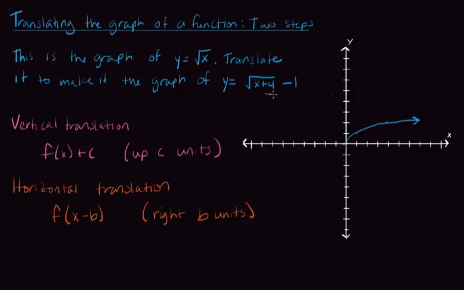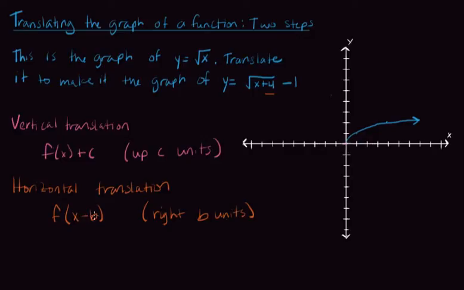So here we have a plus 4, and I know that that's going to be a horizontal translation because it happens inside the square root. That means it's happening inside the function rather than outside of it. So inside the function, I have a plus 4. That means that I have a horizontal translation.